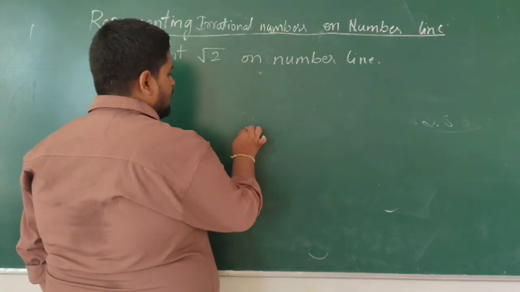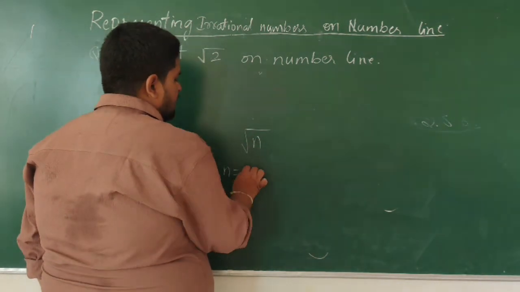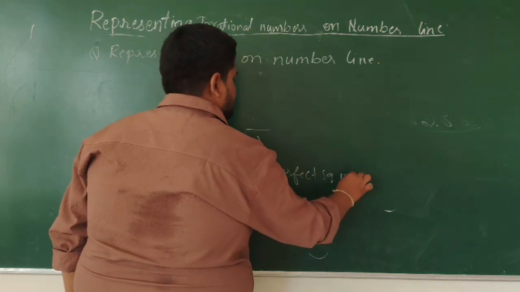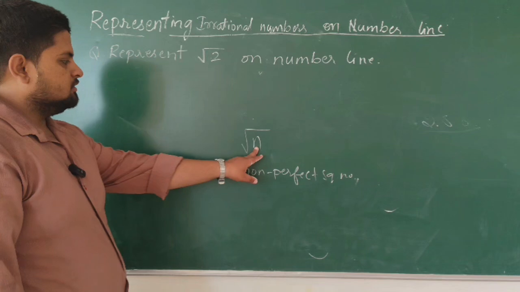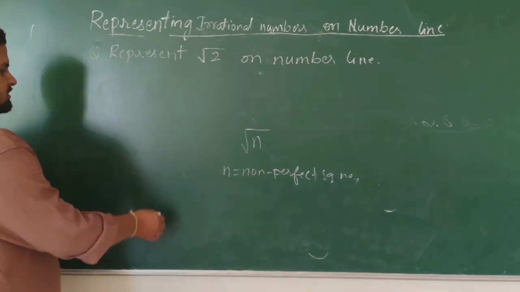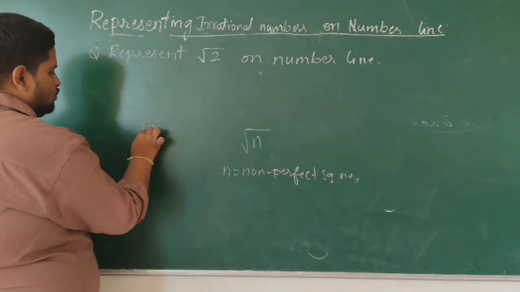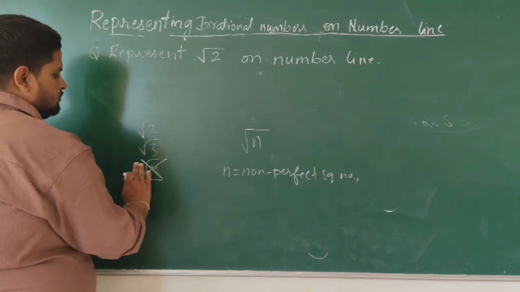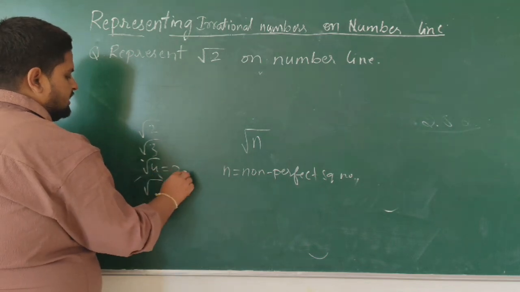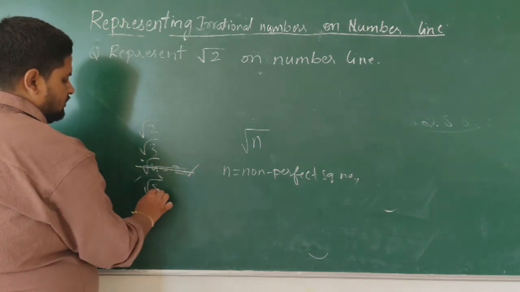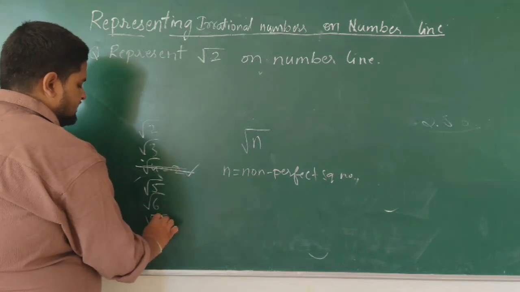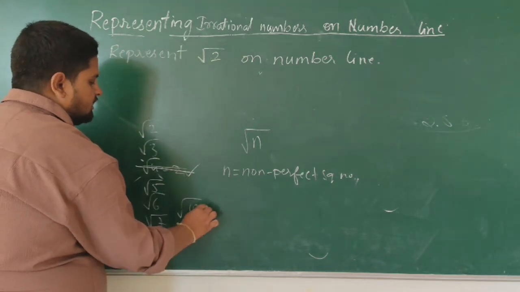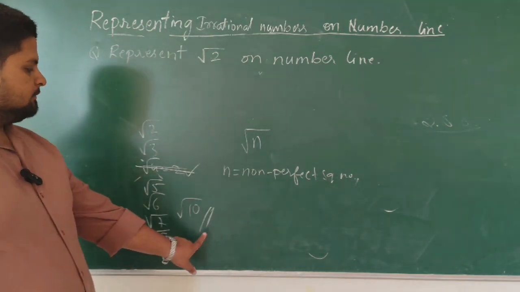In simple form, those numbers which are not rational are called irrational numbers. For example, square root of n, where n is a non-perfect square number, except square roots of perfect squares. Root 2, root 3 are irrational, but root 4 does not come into account, because root 4 is equal to 2, it is rational. Root 5, root 6, root 7, root 8, root 9 again does not come because 9 is a perfect square. Root 10, all these kinds of numbers are irrational numbers.